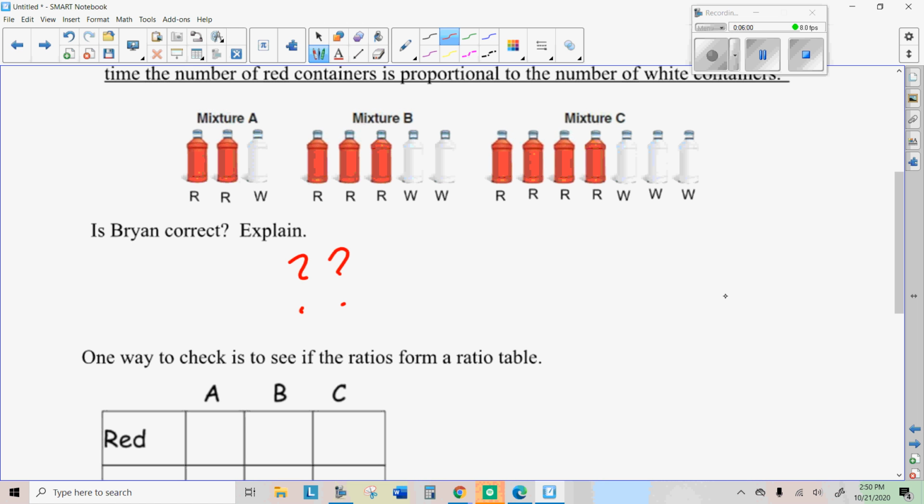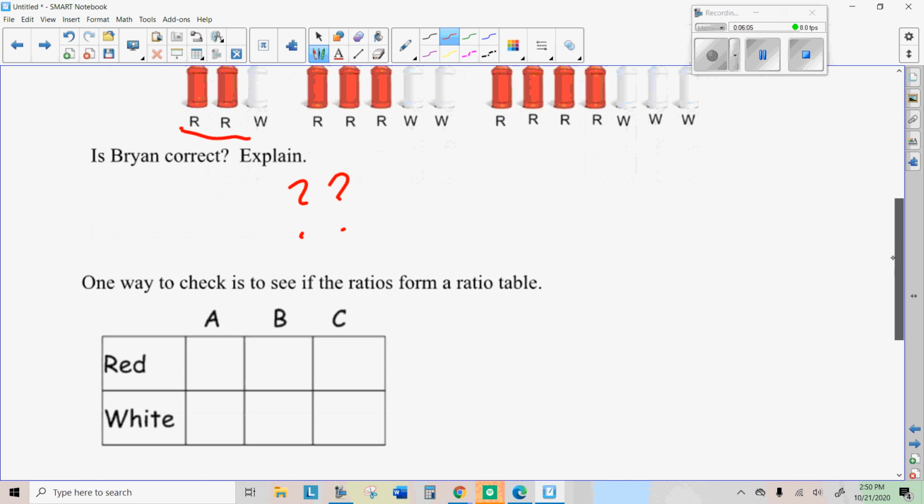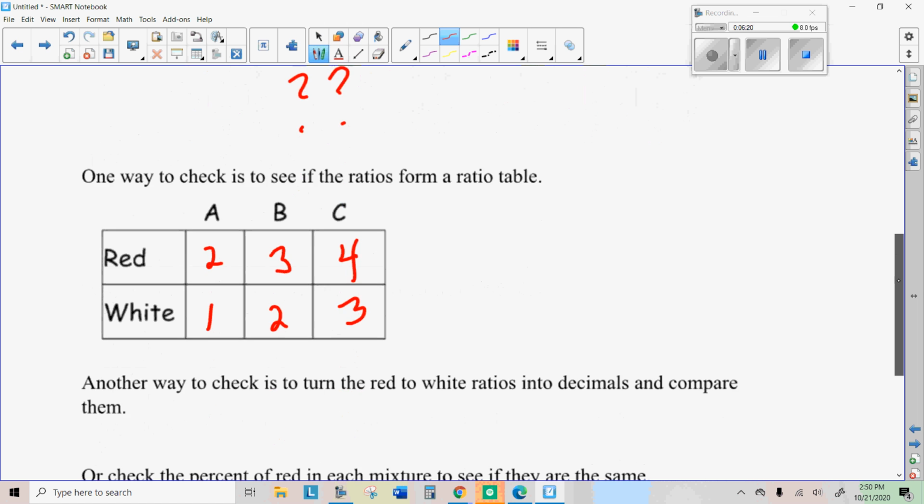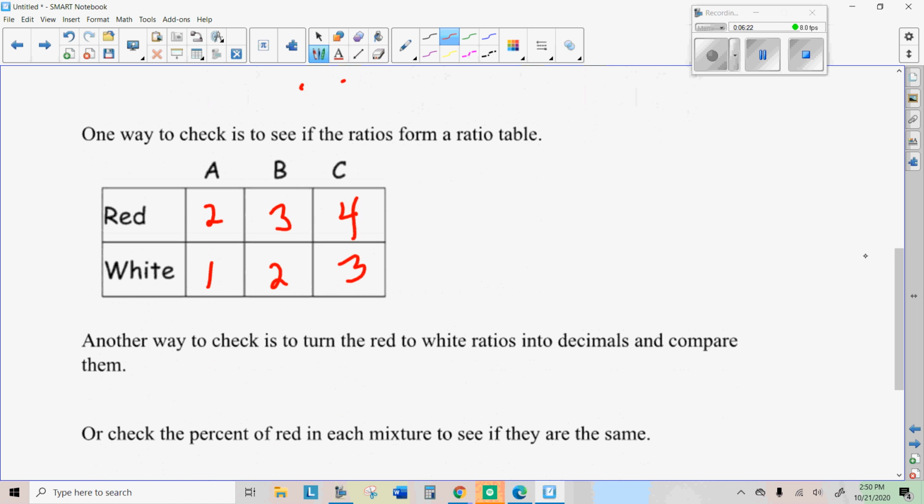Right now, you're probably not sure. So for mixture A, the ratio of red to white would be 2 to 1. For mixture B would be 3 to 2. And for mixture C would be 4 to 3. Now let's just check and see if those ratios are the same. This one we get 2 over 1.